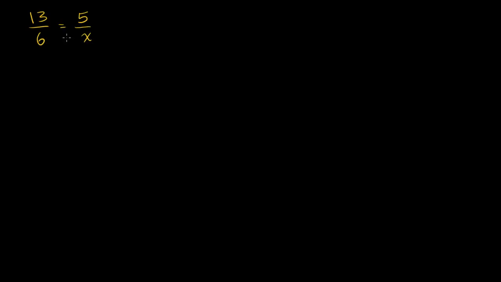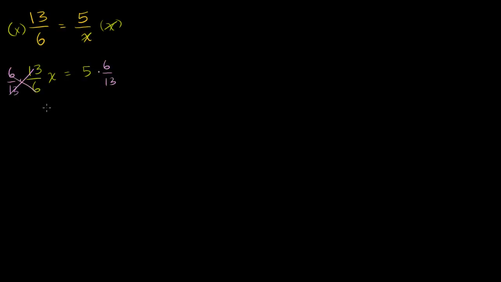So what I want to do is multiply both sides of this equation by x. If I multiply both sides by x, what's going to happen? On the right-hand side, this x cancels out with that x. And then the left-hand side is going to become 13 over 6 x is equal to 5. To solve for x, you just multiply both sides by the inverse of 13 over 6, which is 6 over 13.